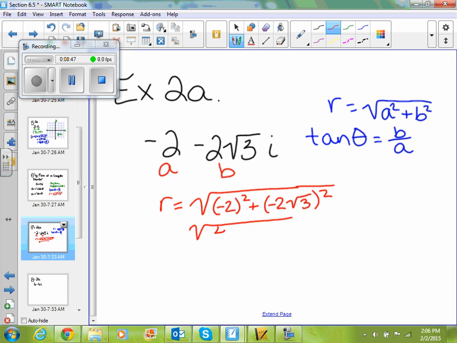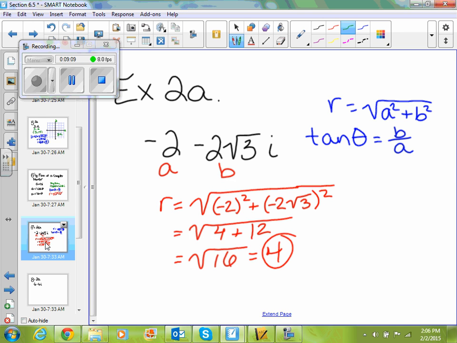Okay, negative 2 squared is 4. Negative 2 square root of 3 squared is 12. Four plus 12 is 16. Square root of 16 is 4. So I know my r is equal to 4.